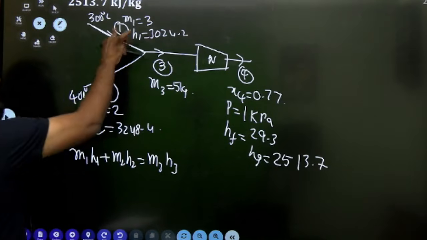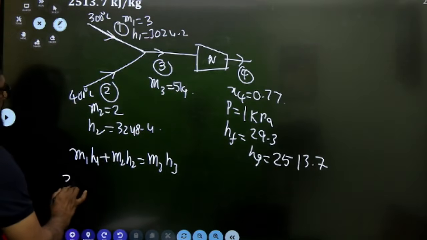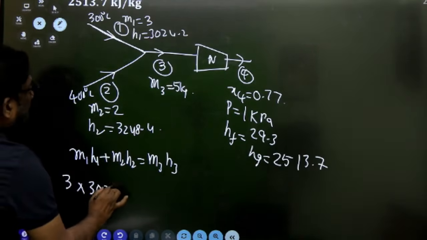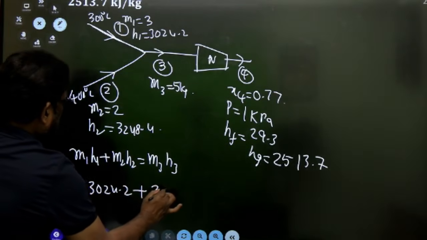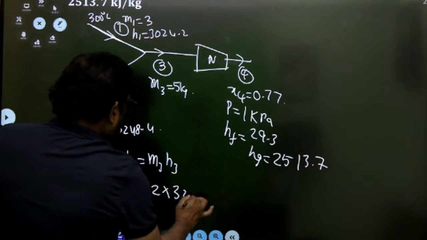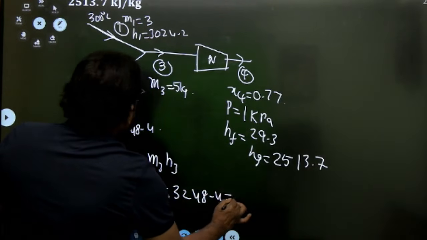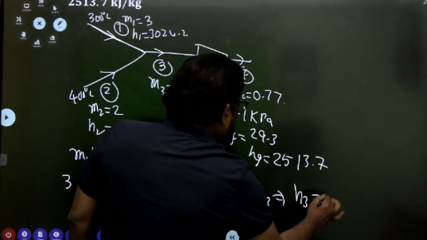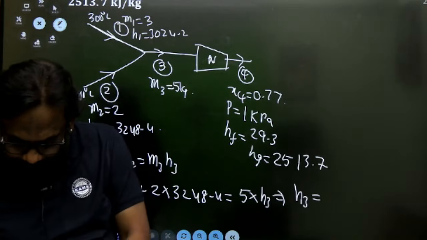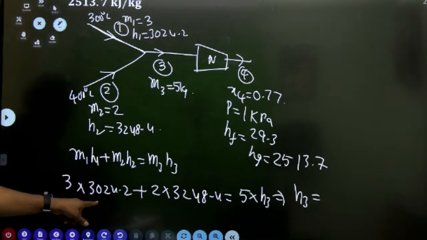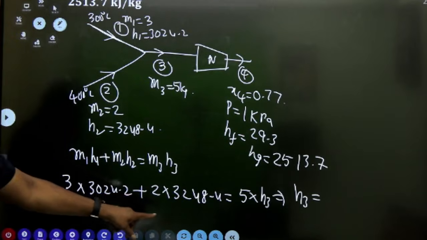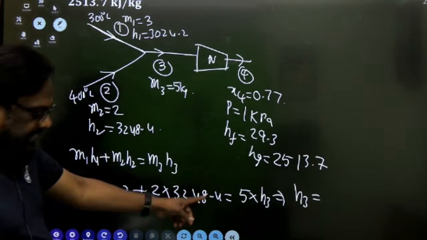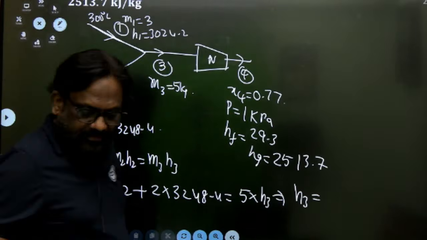How did you get m3? This plus this. So m1 is 3 kg, h1 is 3024.2, plus m2 is 2, and h2 is 3248.4, and m3 is 5 into h3. From here you can easily calculate the value of h3. कितना हो रहा है सर? 3024.2 into 3, plus 2 into 3248.4. So this is 5h3, so h3 is 3113.8.